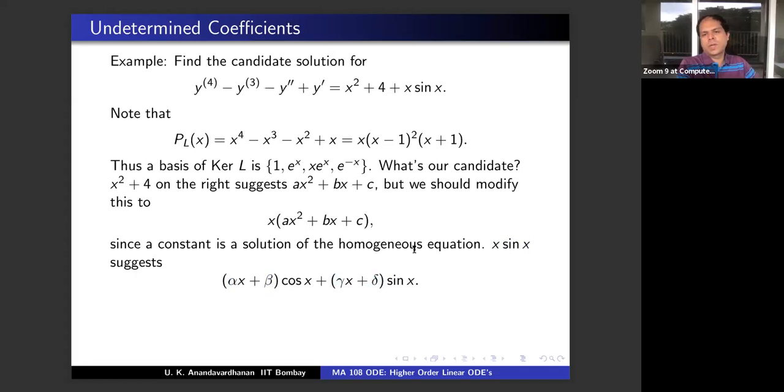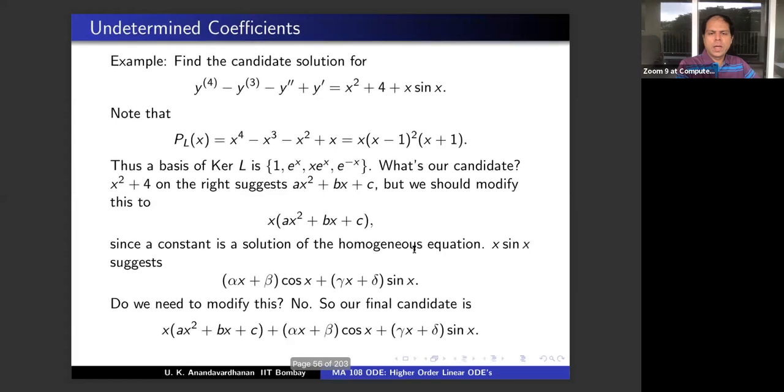And do we need to modify this part? No, because nothing is coming in the homogeneous part. So this will help, and you do this, and so the final candidate is this, both put together. But will you put this together and do it, or will you solve it separately and club it? It's up to you, whatever you want. I would have done it separately, but if you think this is better, you can go ahead.